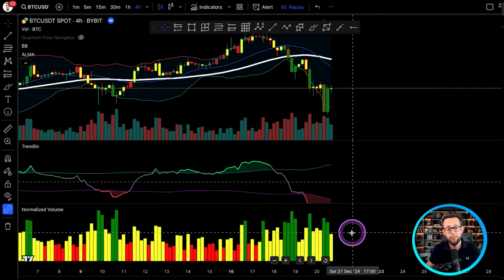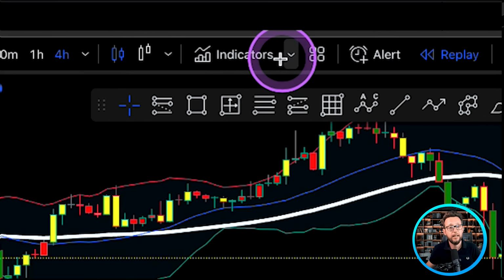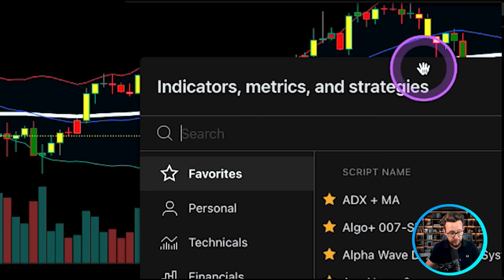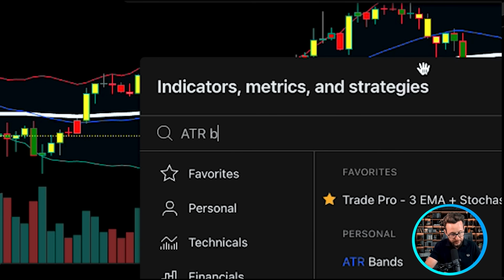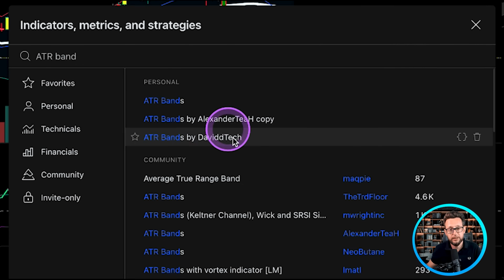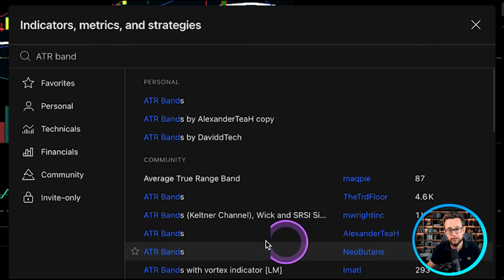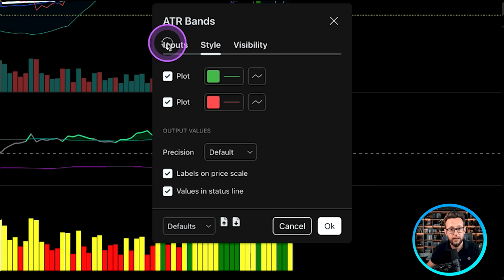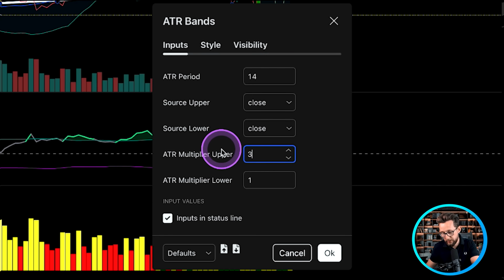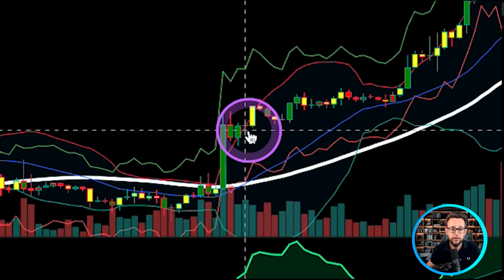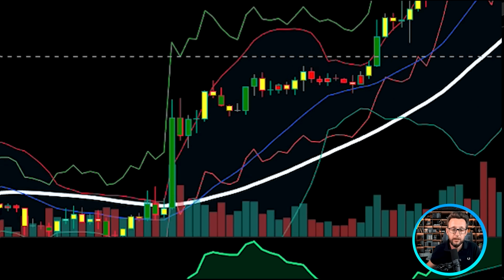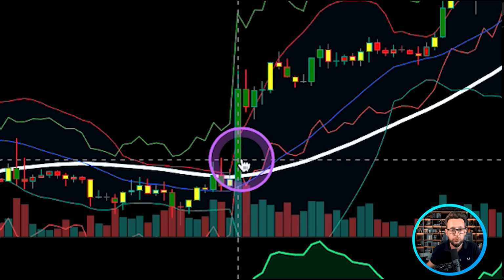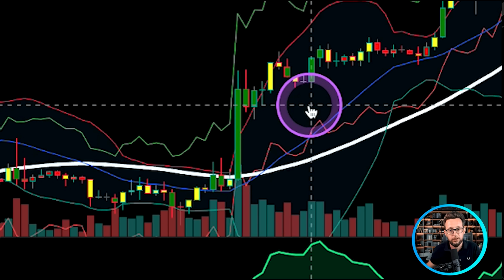So now we have our perfect entries. Now let's add a stop loss indicator. We're going to use the ATR bands. We can use this one here by David Tech or this one here by Alexandra TH. This one's my favorite. We're going to go over and click the cog over here and set our multiplier to 3.